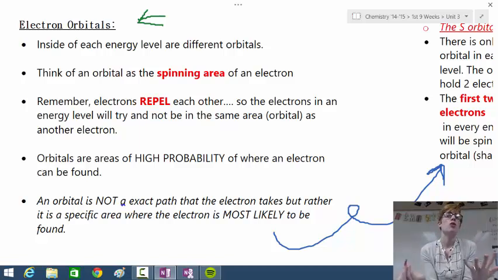So think of an orbital as a spinning area, okay? Orbitals are just areas of high probability. Remember, orbitals aren't permanent locations for electrons.